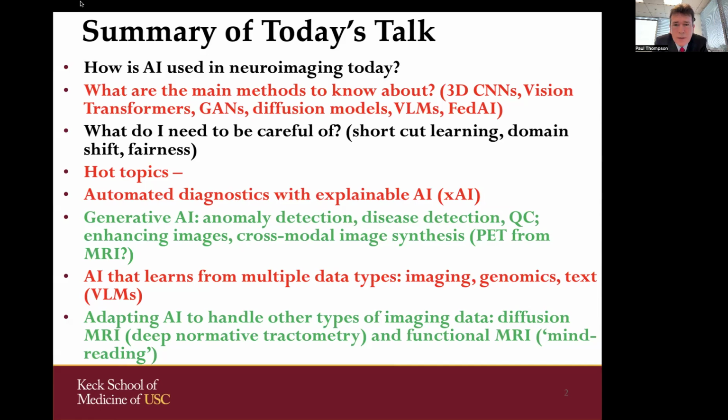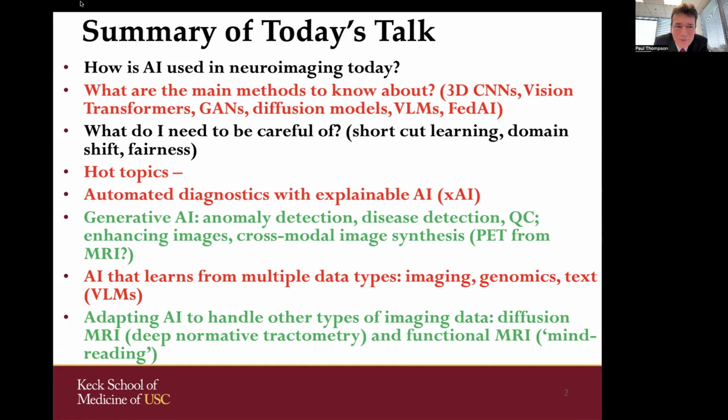So when you use these methods, there's a risk that they'll lock onto features that aren't important, something called shortcut learning. Domain shift, which is a problem that arises when you apply an AI method to data that it has not been trained on that may be quite different, resulting in some poorer results. And then also algorithmic fairness, making sure that these AI methods work well for everybody.